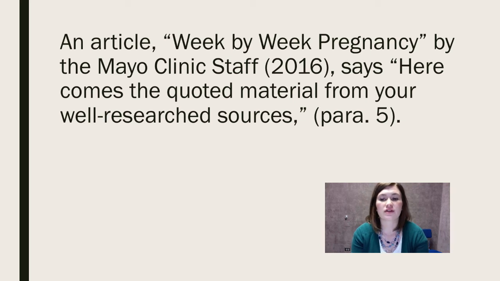Now you'll notice that there are two sets of parentheses enclosing information. The first one includes the date of publication. The date of publication always goes by the author's name, or the name of the organization acting as the author. So here you'll see if we introduce the author first, we put the year of publication right after the author. And then at the end of the quoted material, we'll say where we got that quoted material from. In this case, it's paragraph 5. Notice that the period still comes after the in-text citation.